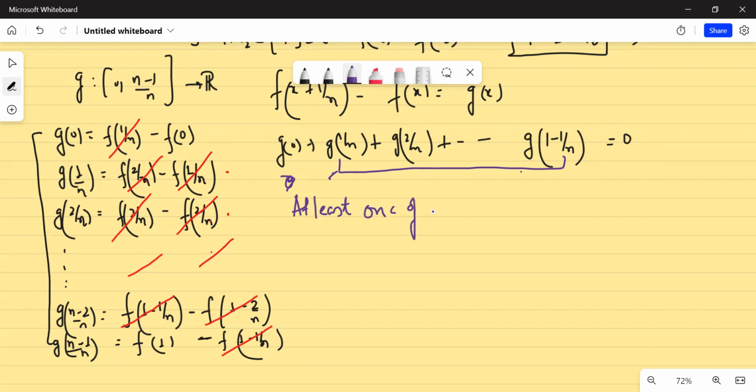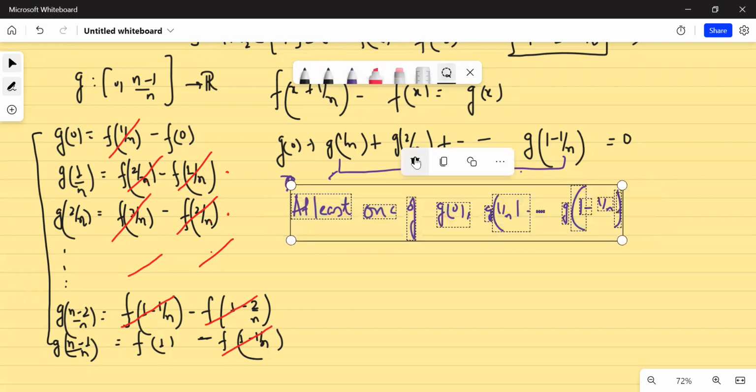So at least one of these, g of 1 by n, ..., g of minus 1 by n. No, at least what you can say, at least one of them, I should not write contrary sign, but not all will have the same sign, right? Not all will have the same sign.